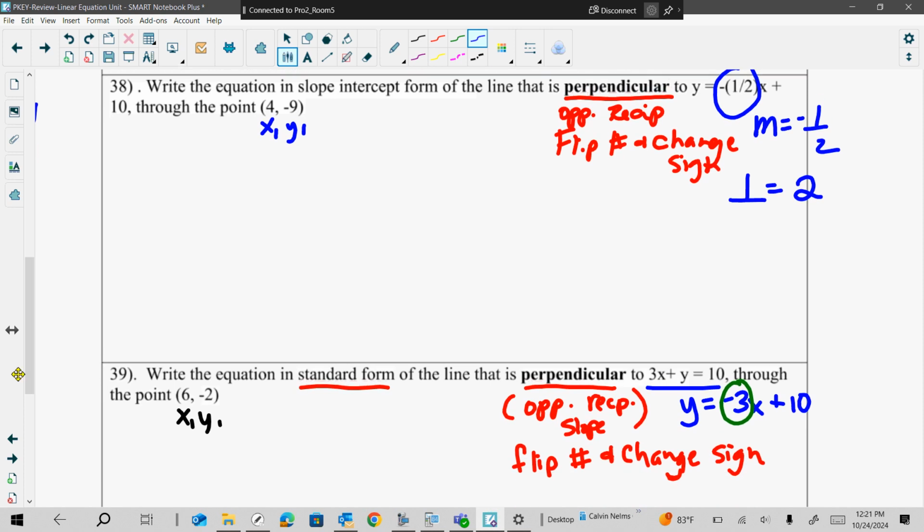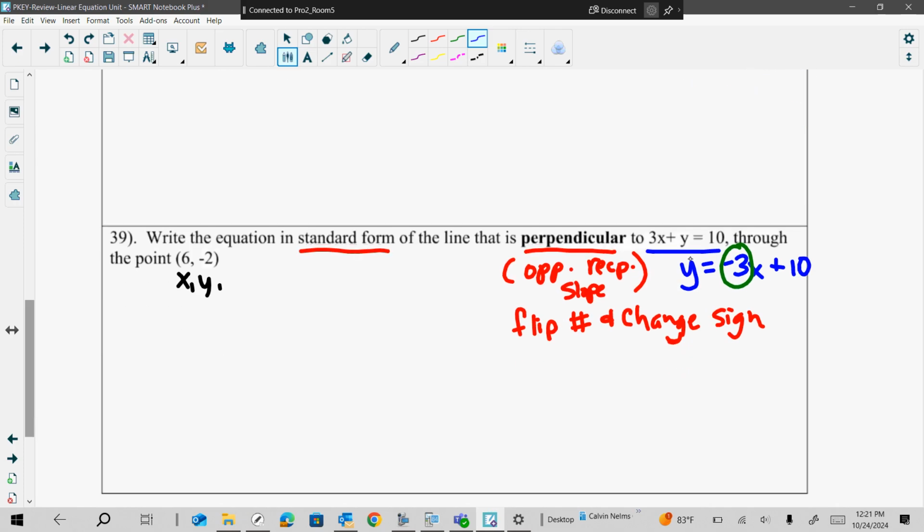So on 39, I had to solve for y so I could see the slope. And now I could do the perpendicular of that. If the slope is -3, then the perpendicular is positive 1/3. So if I put this in point slope, this will be y plus 2 equals 1/3 parentheses x minus 6.